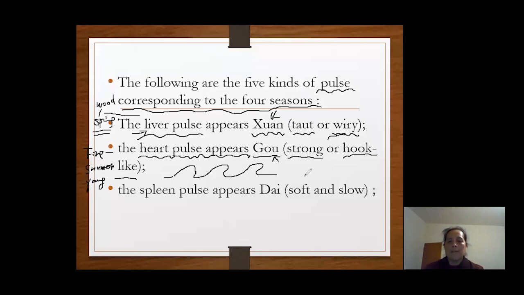In ancient times, like when the Huang Di Neijing was written 2,000 years ago, practitioners paid attention to the patient's pulse and its relationship with the different seasons. But right now, it may be hard to compare or find the different pulse in different seasons.